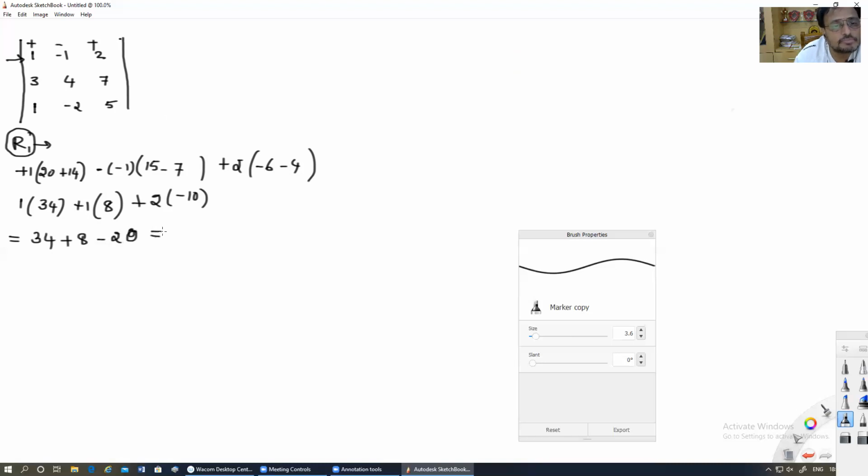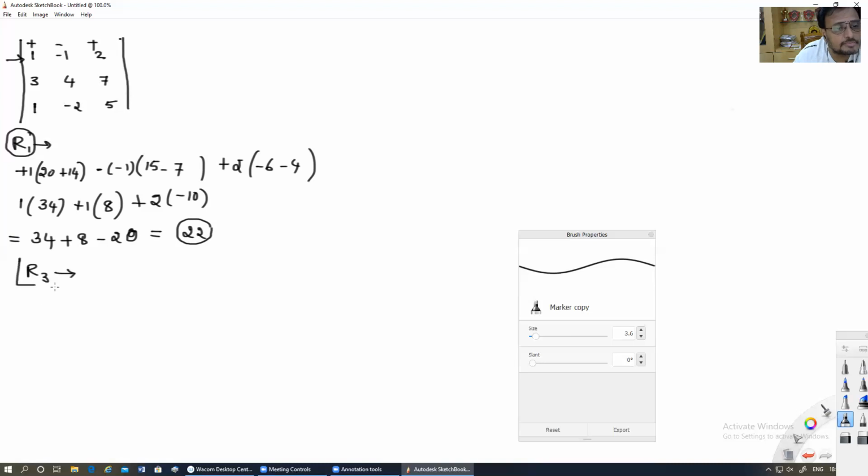Minus 20. So here this result is 22. So the value of the determinant is 22. Next, I'll go for the same determinant, now expanding by R3. I'll take R3. All examples I'll show.